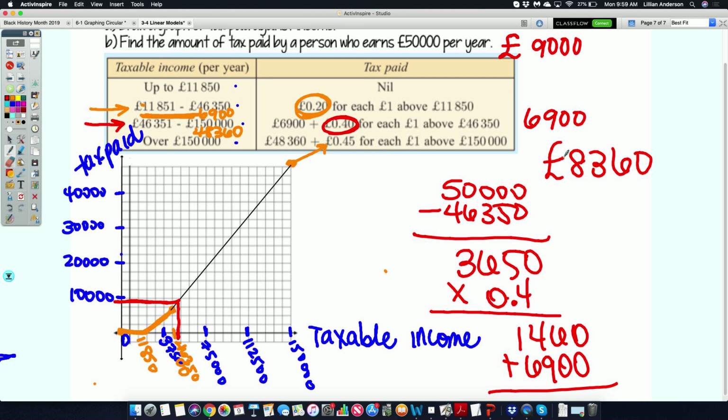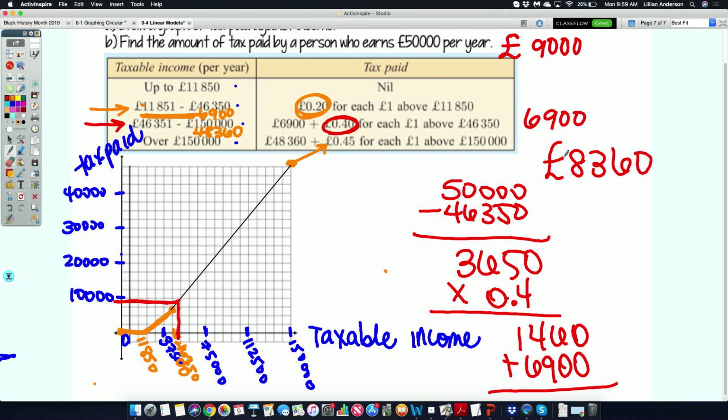Okay? And so, here it didn't specify using the graph or using the table, so either one would have been an acceptable answer. But that's how you would do it for both, using your graph and using your table. Okay?